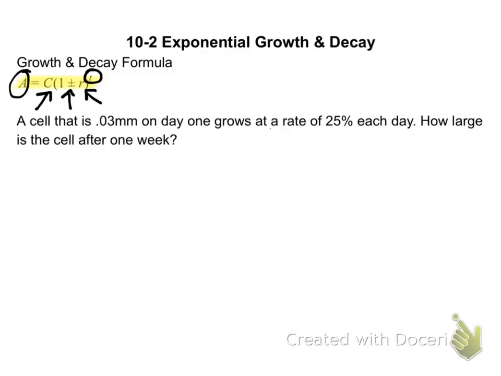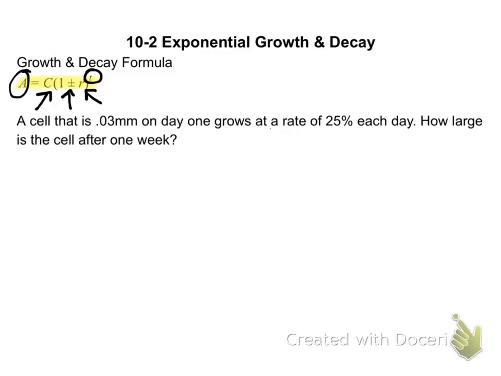And your rate will tell you. So if it's increasing at a rate of 4% every month, but it is over 3 years, you have to make sure that you put your T in months. That's something you want to make sure you are aware of.